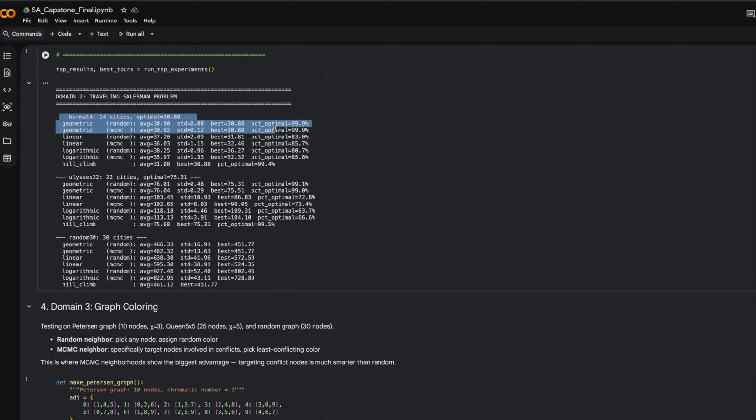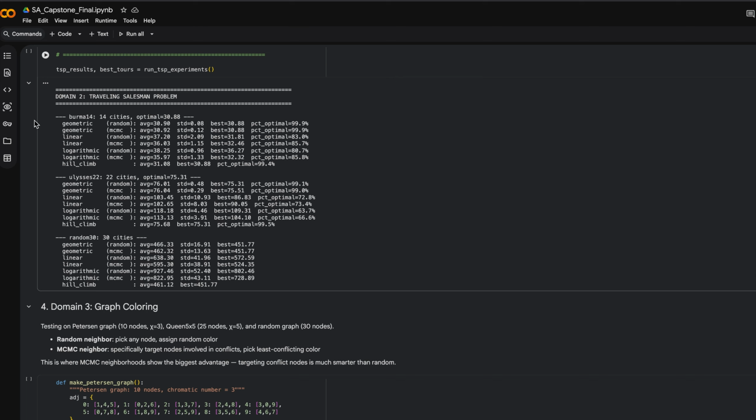Over here, as you can see, the geometric average is, I'd say, 30.90, basically optimal. Log gets 38.25, which is about 24% worse on the same problem. Same neighborhood, only the cooling changed.